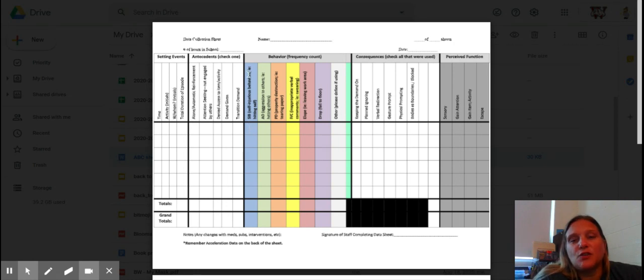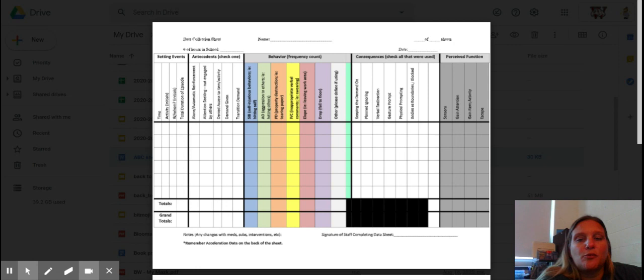SIB stands for self-injurious behaviors. We don't really have anybody that is displaying those behaviors, but that column is there if we would need it. AO stands for aggression to others. That is just that. Any kind of hitting, kicking, biting, anything like that would be counted there. PD stands for property destruction. This could be swiping materials off the desk, ripping papers, throwing pencils, things like that.